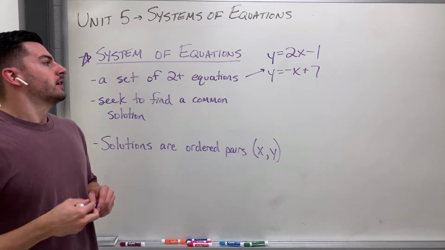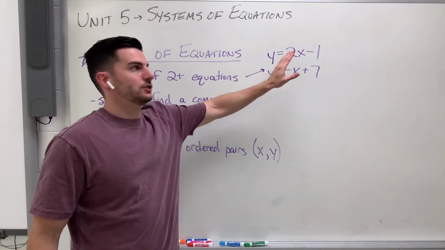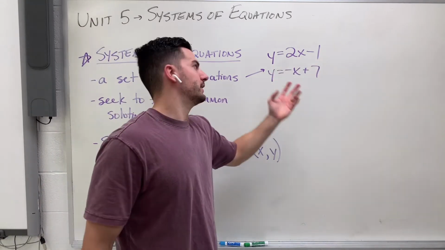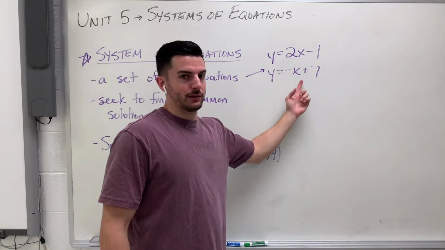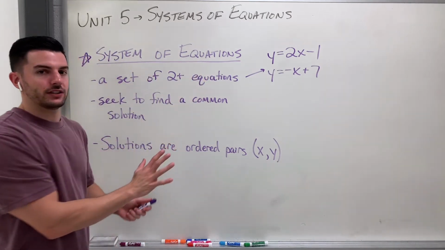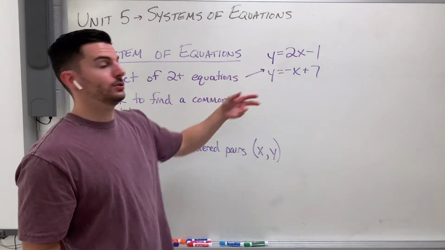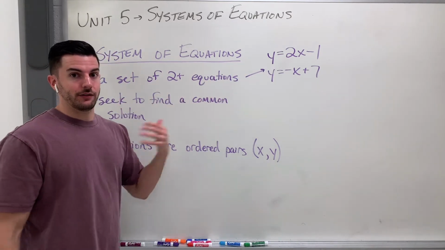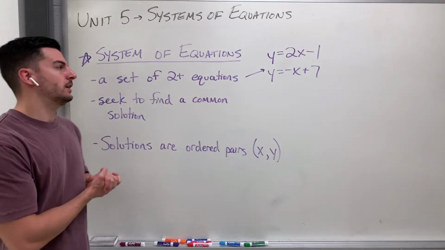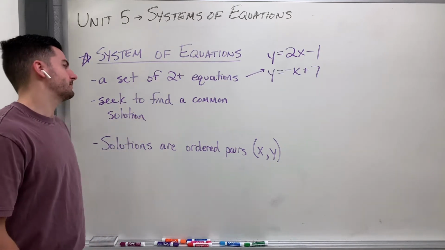So this would be a system, saying y is equal to 2 times the x number minus 1, and then y equals negative 1 times the x number plus 7. These are two different equations. That's what a system is. And it's not just two, you can have two or more. You can have 3 or 4 equations in a system, but oftentimes we'll see just two.